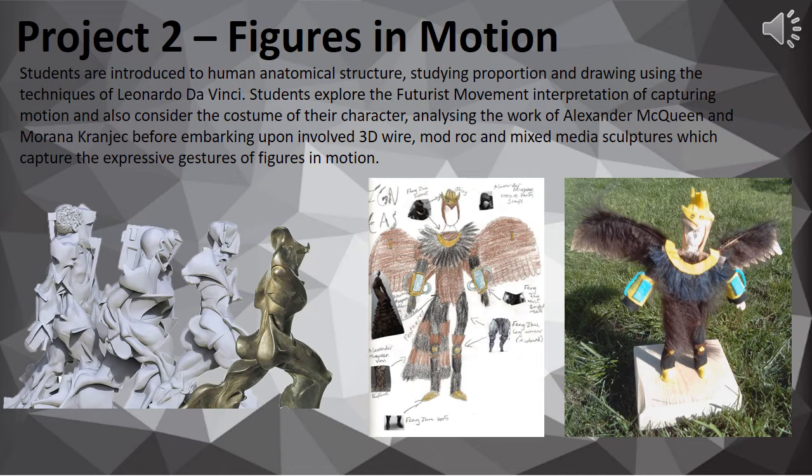The second project of Year 8 studies figures in motion, and this is to give the students a real insight into anatomical structure, form, proportion, and they look at a lot of techniques developed by Leonardo da Vinci to develop their drawings. They look at the futurist movement as well with their interpretations of capturing motion within sculpture and painting, and they consider characters as well, the costumes, and build a backstory and really work using their imagination to create something that's really truly unique. They do look at the work of Alexander McQueen and Moran Kranja, which gives them a little bit of an idea about how a professional would make large-scale sculptures that could go on the world stage before they embark upon a project outcome that is made with wire as an armature and then using Modrock plaster bandage and using mixed media sculptural techniques with polymer clay again to capture that expressive gesture of an exciting figure in motion.